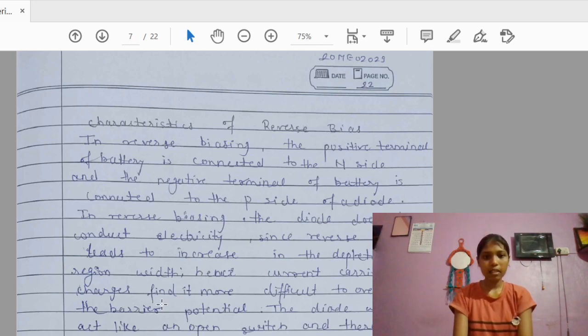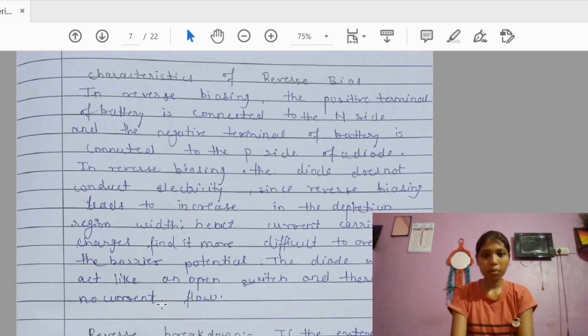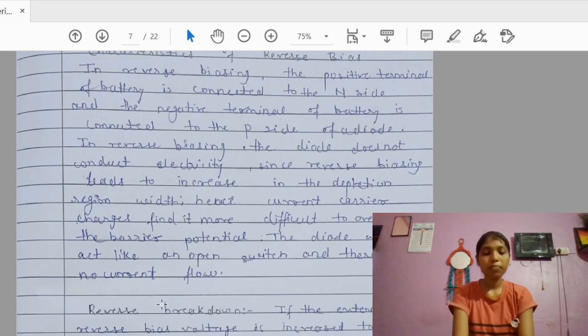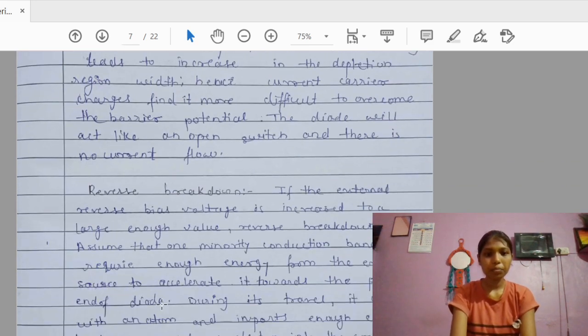Since reverse biasing leads to an increase in depletion region width, the current carrier charges find it more difficult to overcome the barrier potential. The diode will act like an open switch, and in forward bias condition it acts like a closed switch. There is no current flow in reverse bias.